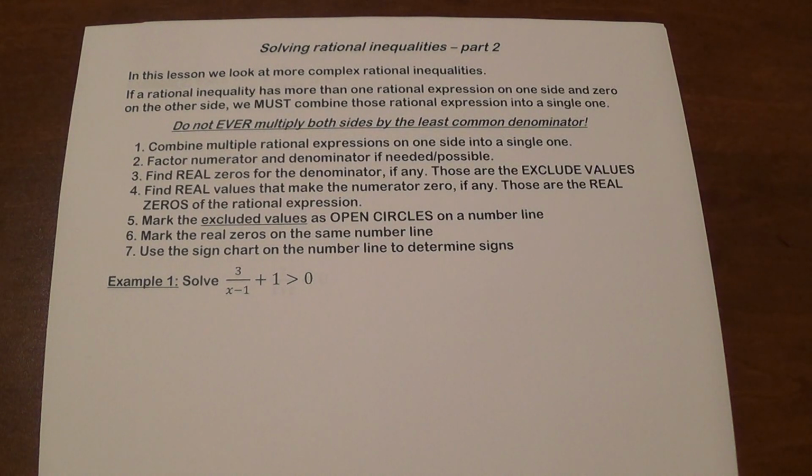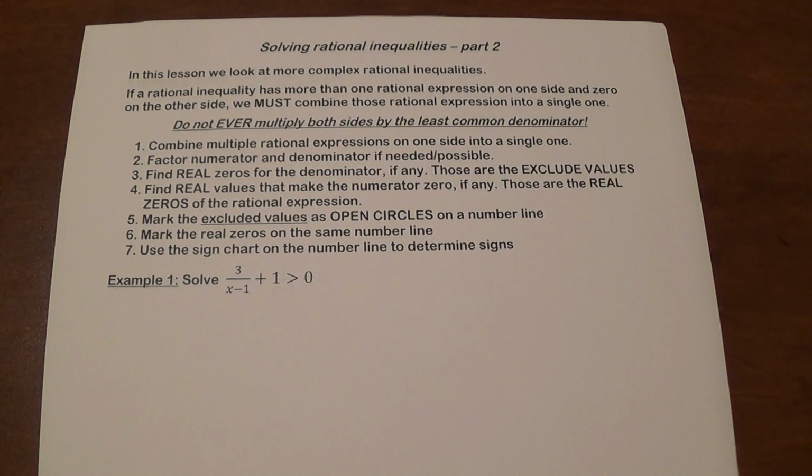Hi, in this video we're going to talk about solving rational inequalities, but this is going to be a situation with more advanced cases. A rational inequality is one where you have something with a rational expression, and if we don't have a rational expression on one side and zero on the other side, we're going to have to convert it to that type. So what we do is combine multiple rational expressions into a single one, factor the numerator and denominator, and then go with the standard approach.